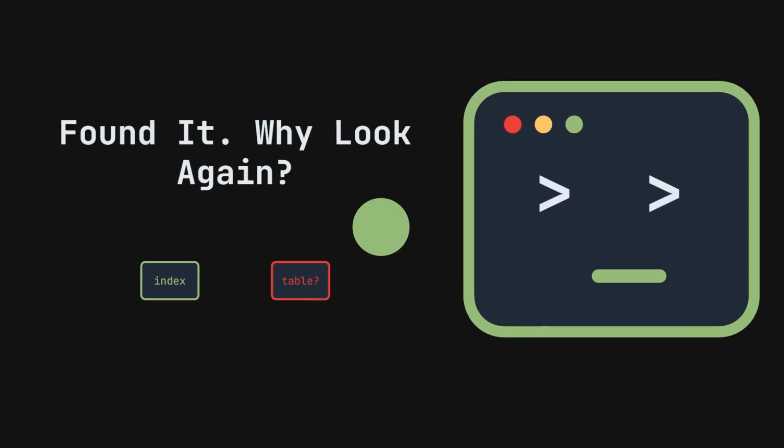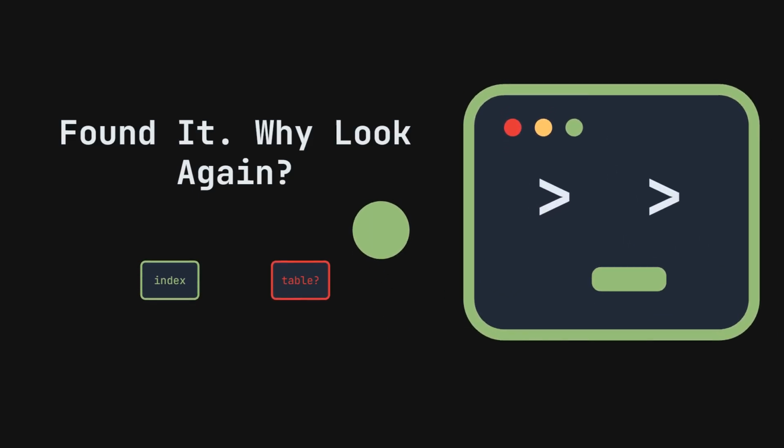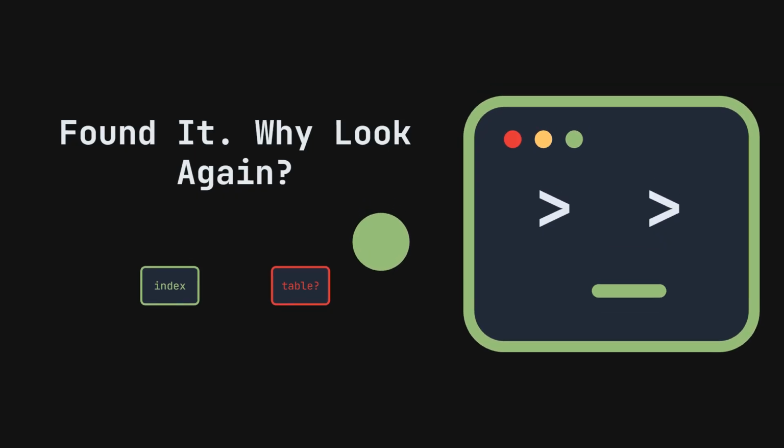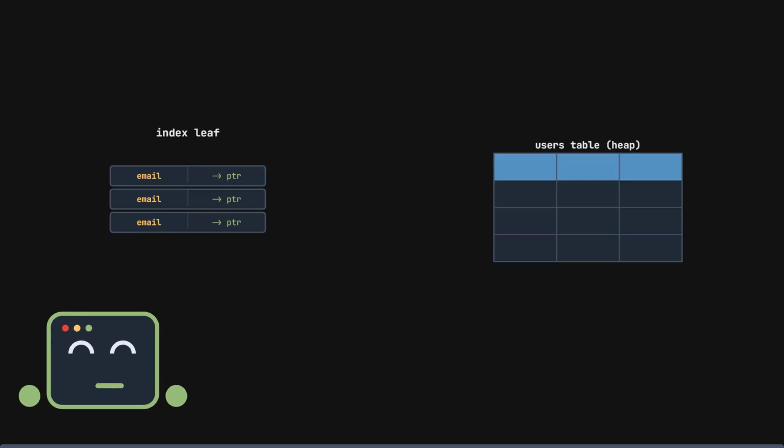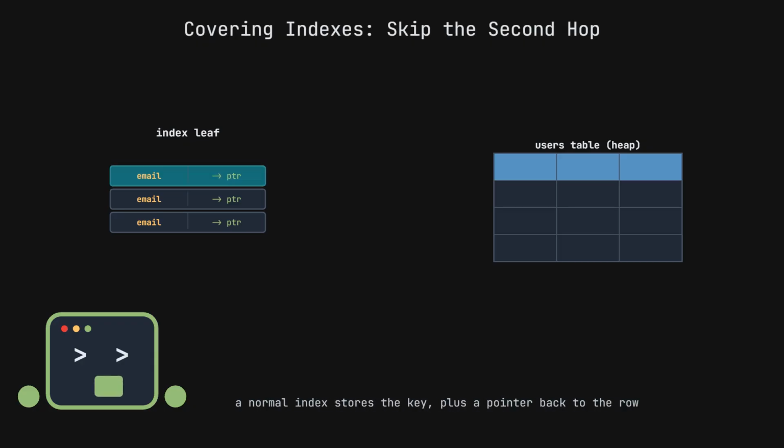The index already found your row. Why does the database go dig through the table again? A normal index only stores the column it's sorted by, plus a pointer back to the full row on disk. So if your query also wants the email or the sign-up date, the database makes a second trip into the table just to get it. That second hop happens for every single matching row. On a big result set, those extra disk trips add up fast.